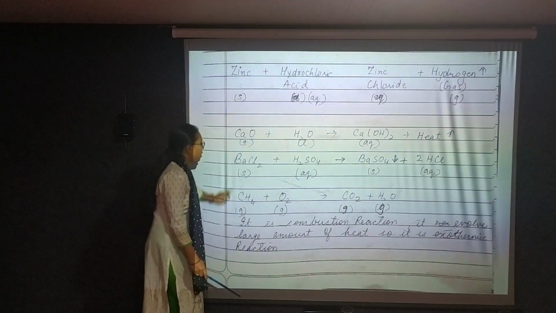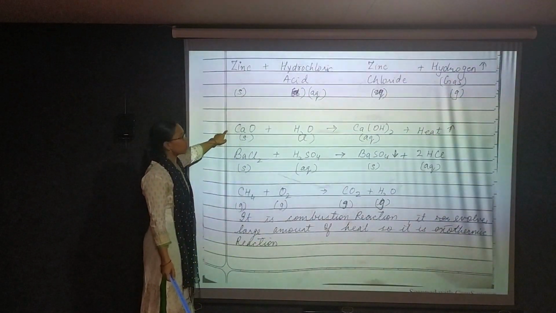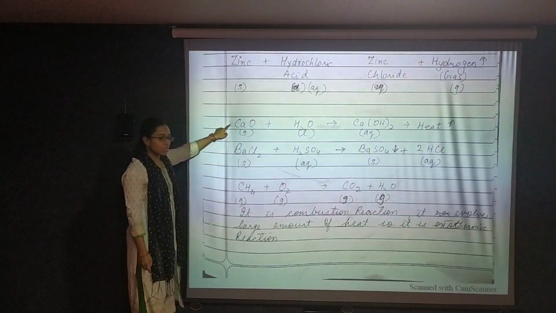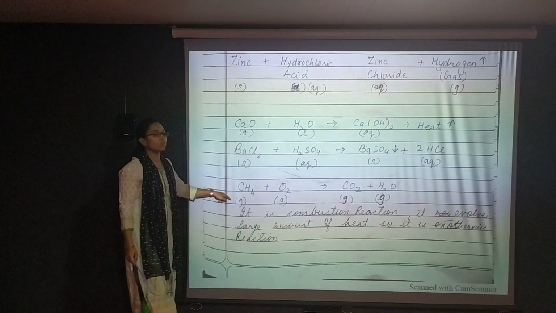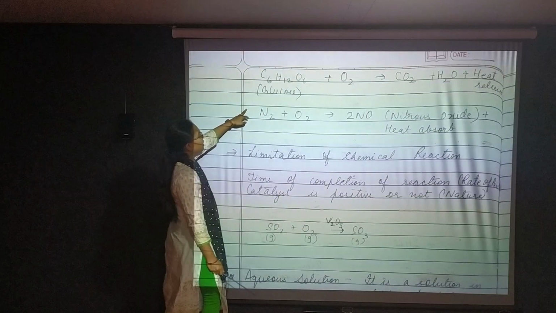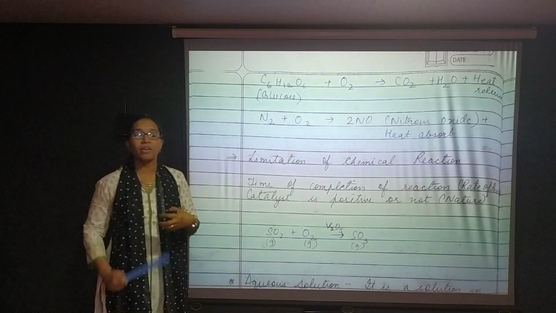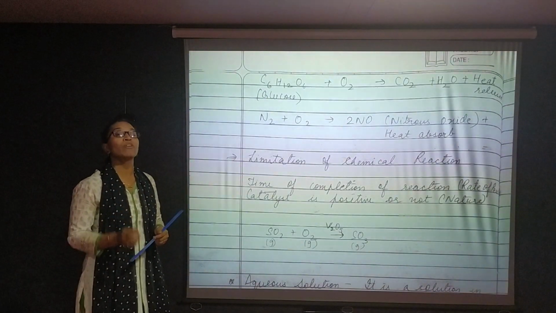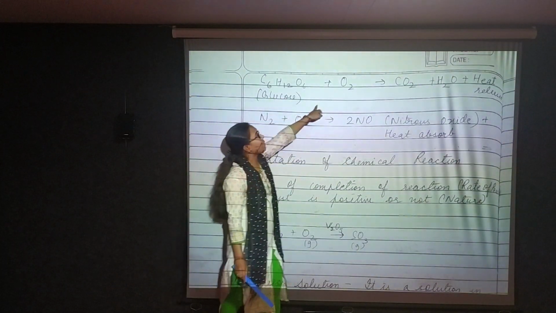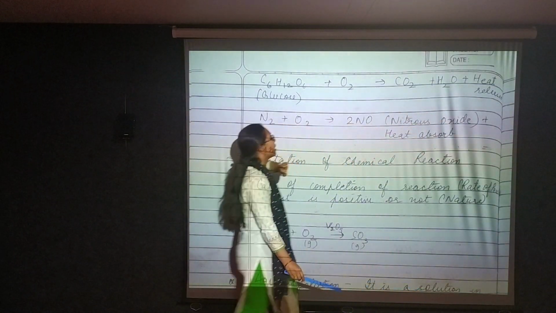Again, this calcium oxide one, that is lime, is used at the time of whitewashing. This kind of reaction takes place at the time of whitewash. So this reaction and this reaction are both exothermic reactions. Next is glucose, C6H12O6. What is glucose? We take in glucose. In our body, the digestion of glucose takes place at the time of cellular respiration. At the time of cellular respiration, when this glucose combines with oxygen, it is converted into CO2 and H2O, and heat is again released.